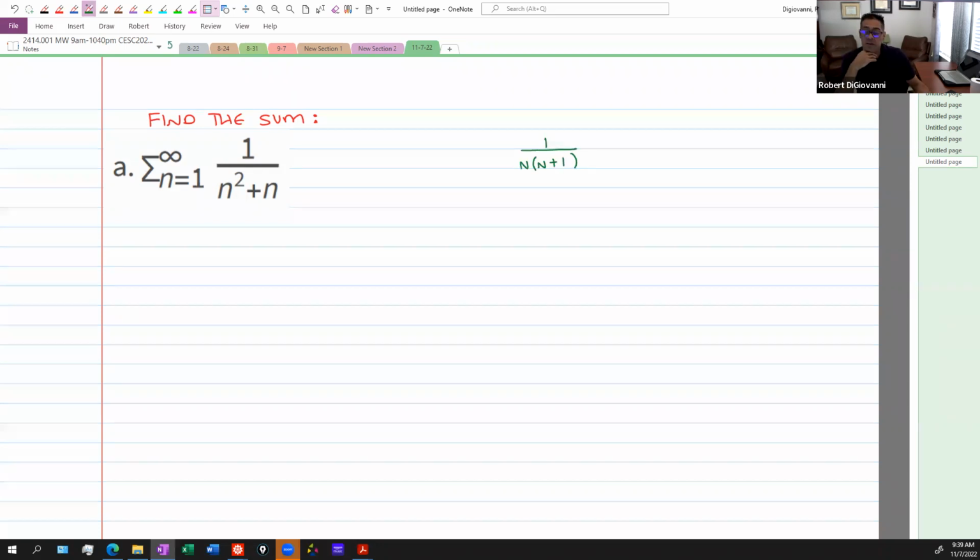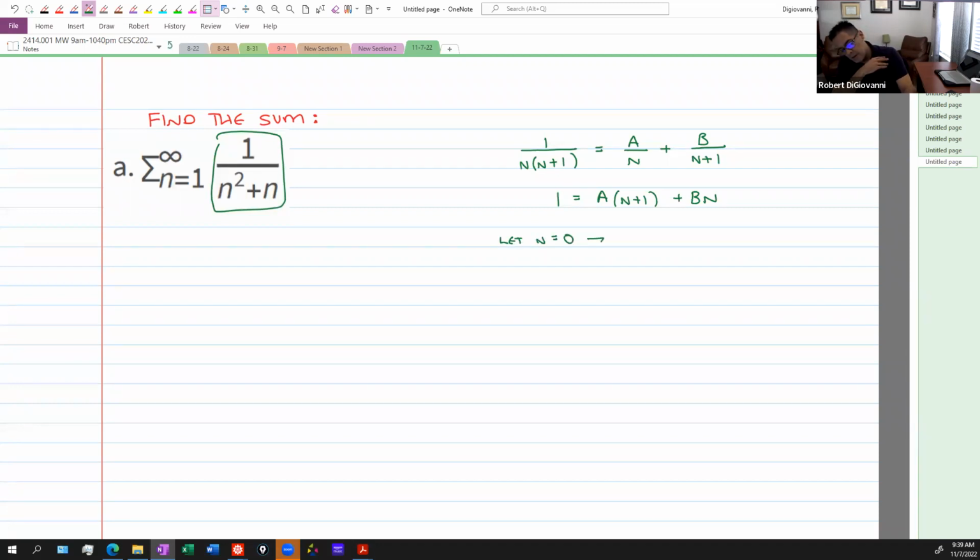Okay, what I did first was factor the denominator. And I'm just looking at the sequence, not actually the sum right now. I'm going to rewrite that as A over n plus B over n plus one. I'm doing partial fractions on this. We did that back when we were doing integrals. So I clear the fractions out. I'm going to work kind of quickly through this. Clear the fractions, and then let me get A. So I'm going to let n be 0. If I do that, I get A is equal to 1. And then if I let n be negative 1, that will get me that B is negative 1.